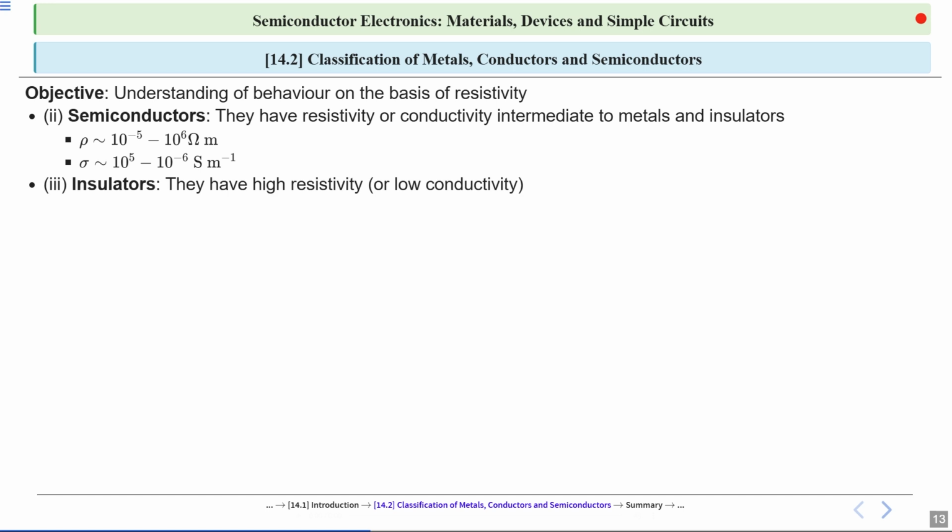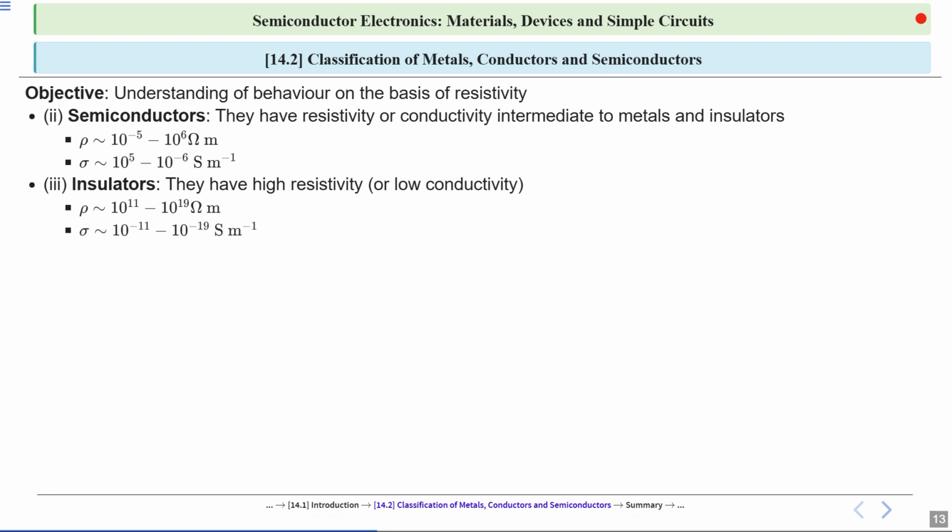Insulators are materials that resist the flow of electric current due to their high resistivity. They have very low conductivity, meaning electrons don't move easily through them. The resistivity of an insulator ranges from 10 to the power 11 to 10 to the power 19 ohm meter, making them poor conductors. This property makes insulators useful for preventing electric shocks and protecting circuits.